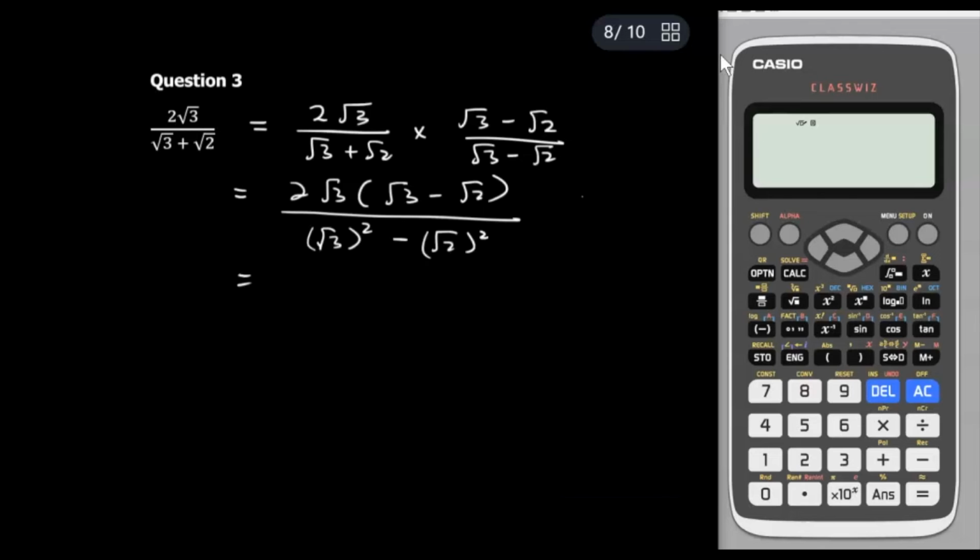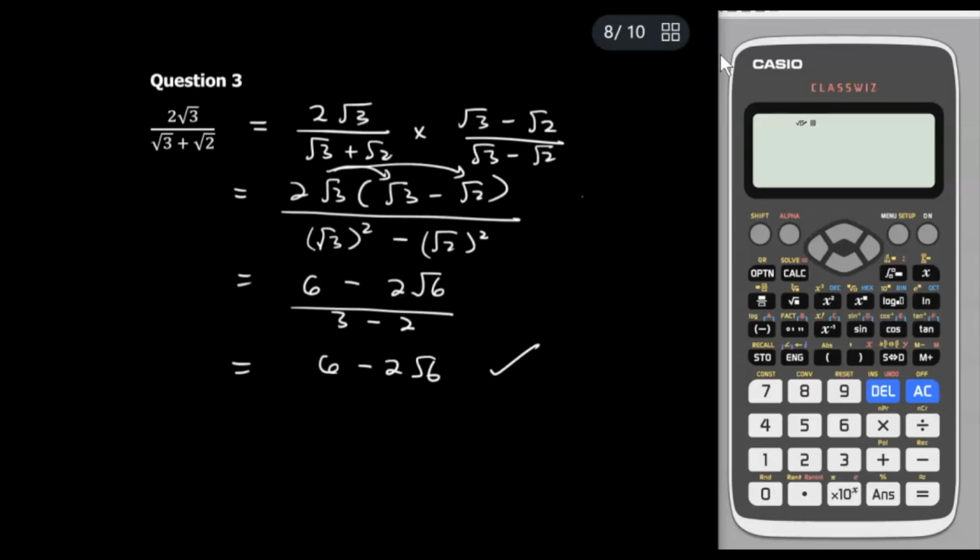We're going to expand this bracket at the numerator. 2 surd 3 times surd 3 will be 6, 2 times 3 is 6. Then minus 2 times surd 3 times surd 2, which is actually surd 6. Then over, the bottom will be 3 minus 2. So it equals 6 minus 2 surd 6 over, 3 minus 2 is 1. So this is the answer.